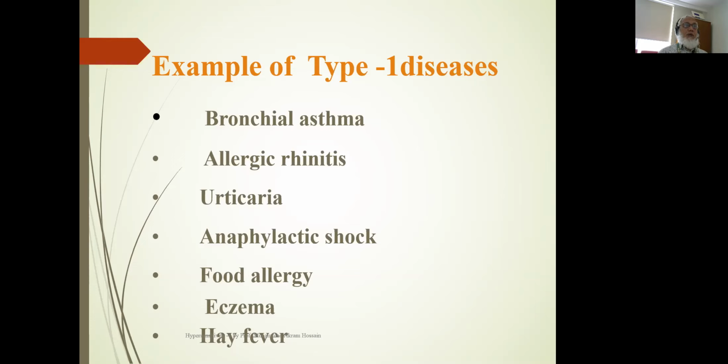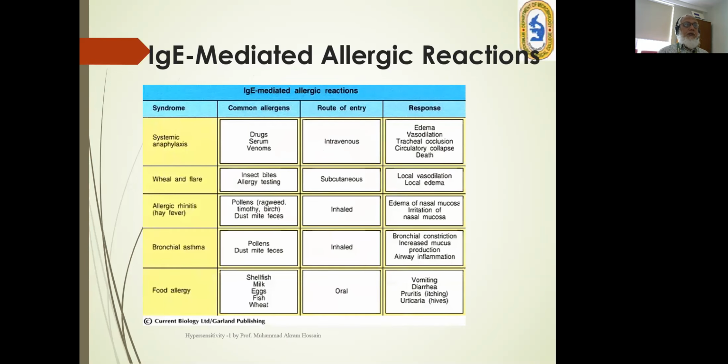All these are type 1 hypersensitivity: bronchial asthma, allergic rhinitis, urticaria, food allergy, all these things. And you see the IgE mediated allergic reactions. Systemic anaphylaxis is usually caused by common allergens like drug, serum, venom, and the route is intravenous. Edema, wheal and flare, from insect bite, allergy testing is subcutaneous. Allergic rhinitis and bronchial asthma, by inhalation. Food allergy follows oral ingestion of these food products, and their manifestation is also different.